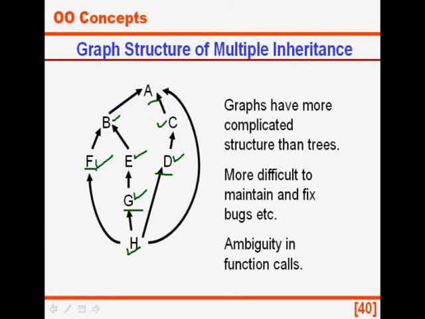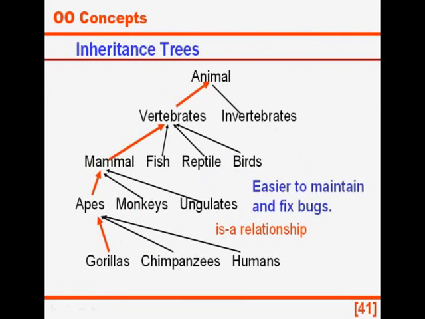Now what happens is the structure of a graph is generally more complicated than a tree. This leads to the difficulty of maintenance of the code. Suppose there is a bug in the class H. We would have to examine almost all the code of this tree or the graph to find the bug. Another problem which we get in multiple inheritance is ambiguity in function calls.